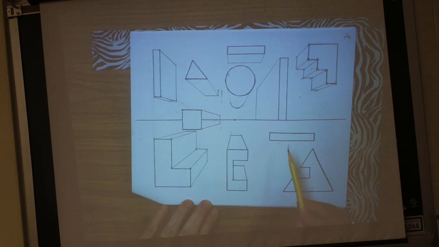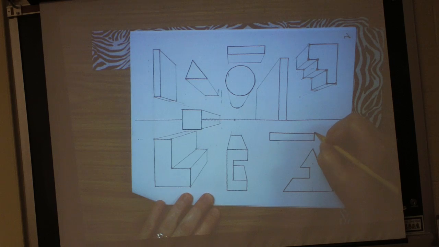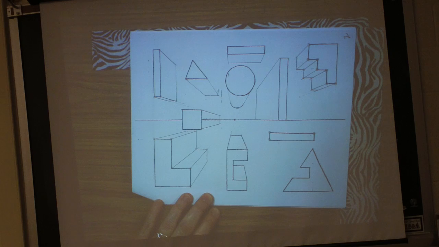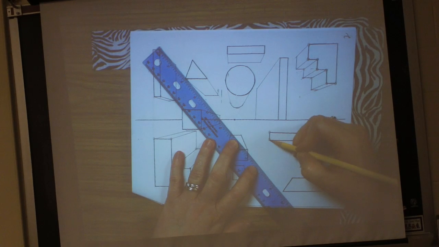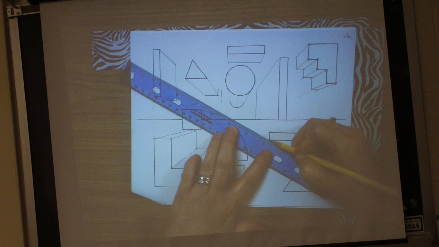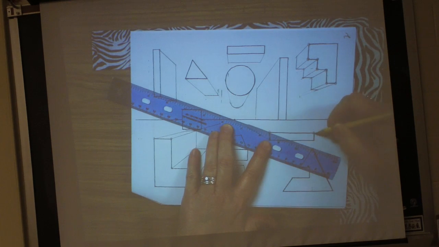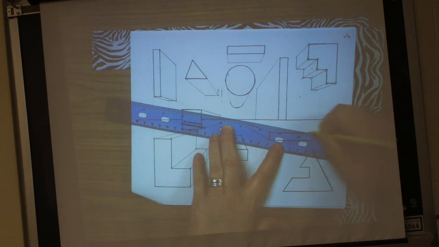Okay, this one has 3 corners that go, and this is one that everybody misses. So I'm going to take 3 corners toward my vanishing point. 1, 2, 3.